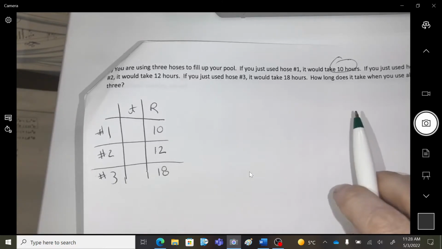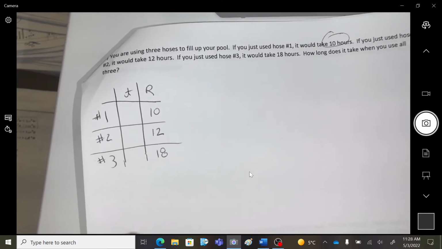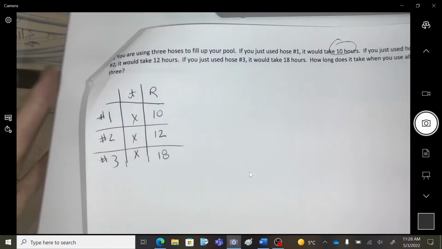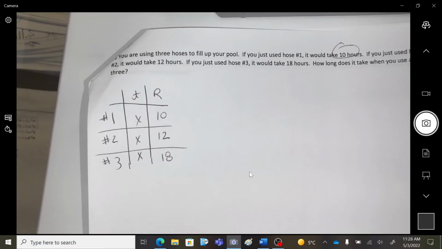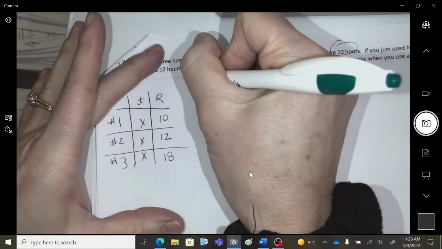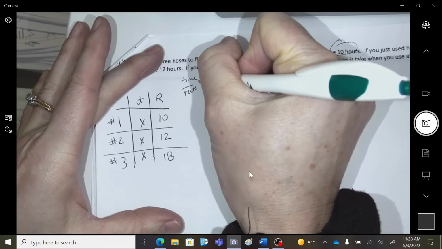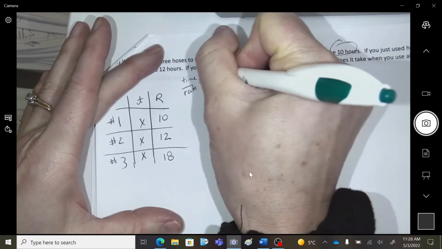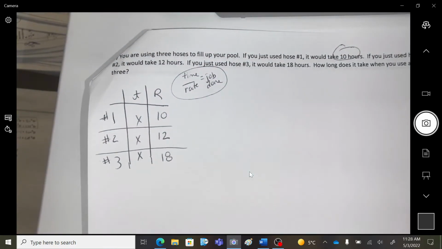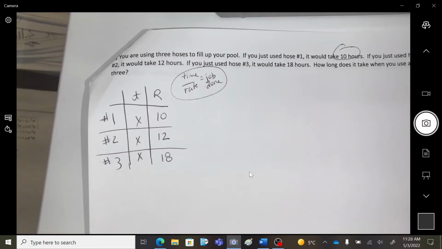Okay, so how long does it take when you use all three? Does this make sense that this would all be the same? So I'm going to call it X. I would normally use a T, but once I start writing T's and plus signs, it gets confusing. So what's the time? And that time is going to be for all of them. Okay, same as last time: time over rate equals the job done. So it's the same strategy, except last time we wanted rate and this time we want the time.